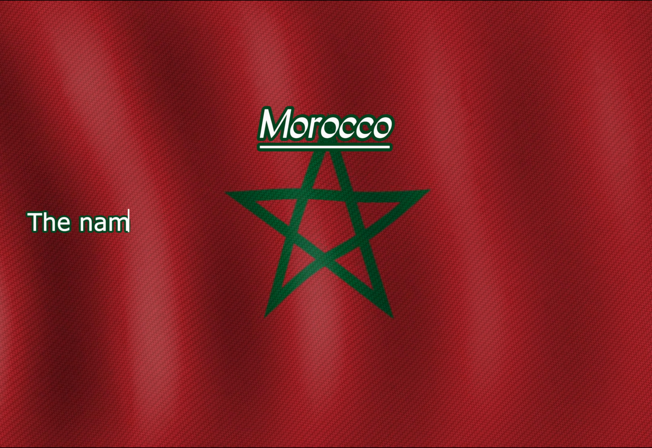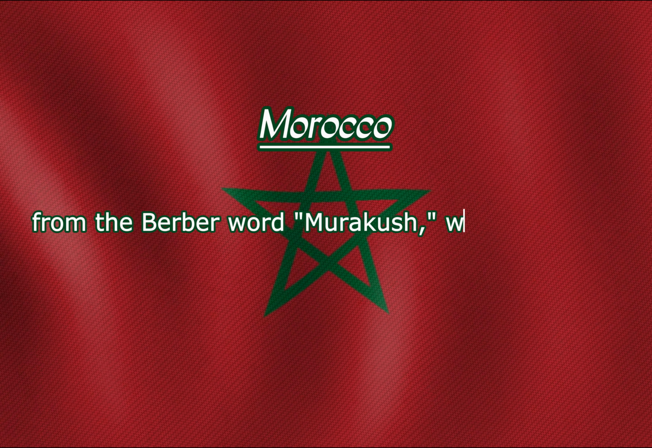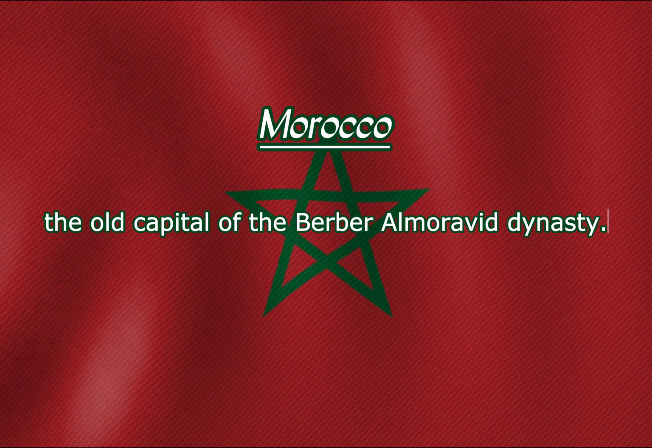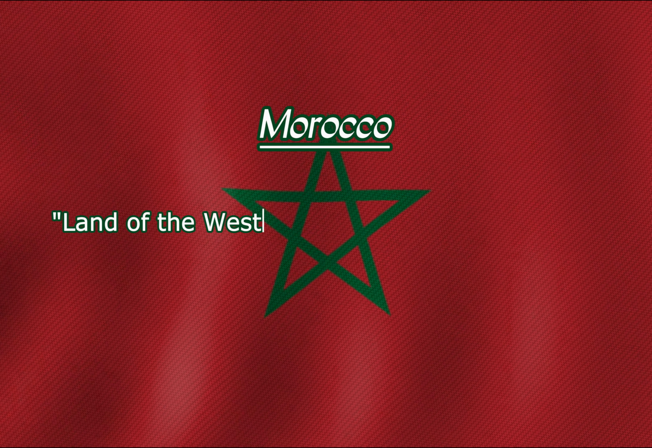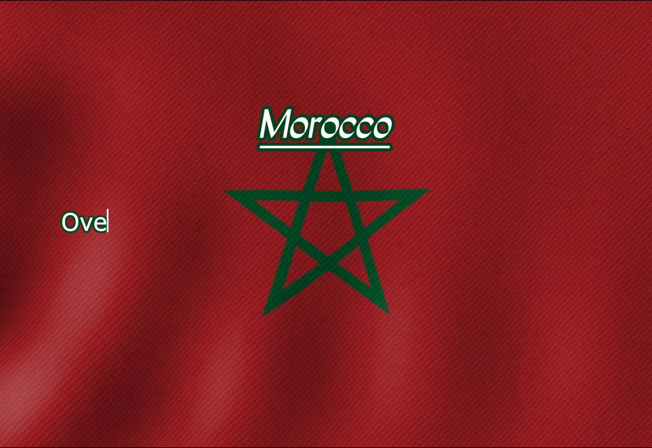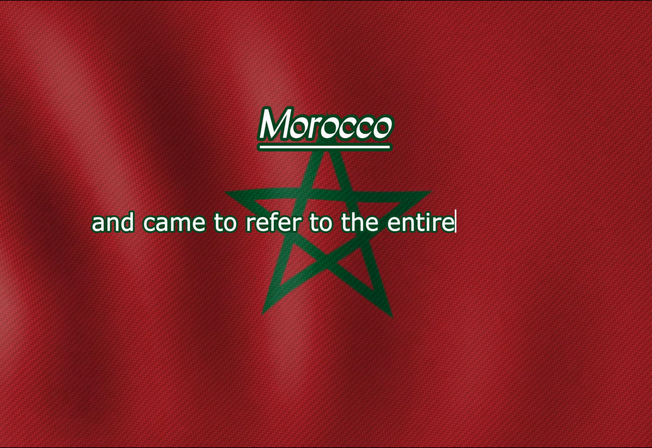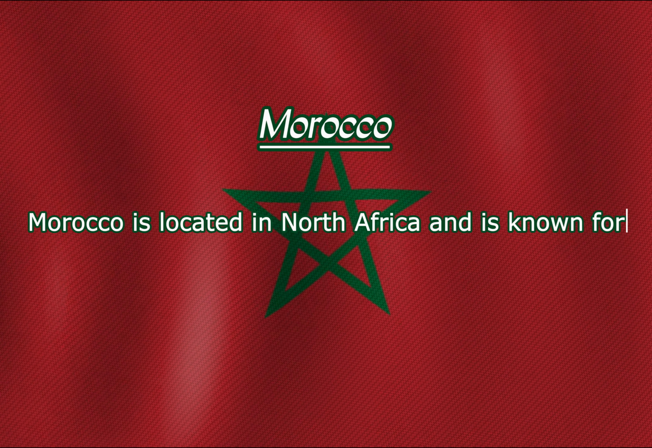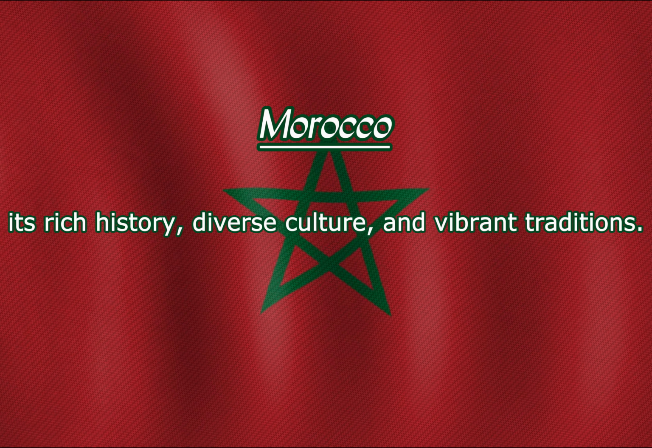Morocco. The name Morocco is believed to have originated from the Berber word Nurakush, which refers to the old capital of the Berber Almoravid dynasty. Nurakush possibly means land of God or land of the West in the old Berber language. Over time, the name evolved into Morocco and came to refer to the entire country. Morocco is located in North Africa and is known for its rich history, diverse culture, and vibrant traditions.